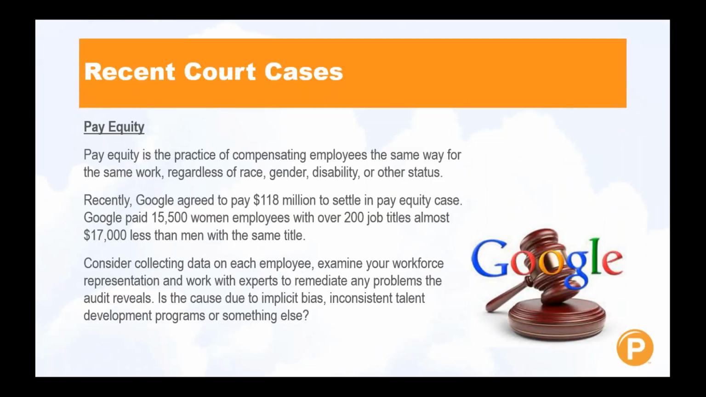All right, so on a slightly different note, we did want to bring your attention to a recent court case that occurred. It was a pay equity case. So just so everyone has a general understanding, pay equity is the practice of compensating employees the same way for the same work, regardless of race, gender, disability, or other status. So recently, Google agreed to pay $118 million to settle in a pay equity case. Google paid 15,500 women employees with over 200 job titles almost $17,000 less than men with the same title.